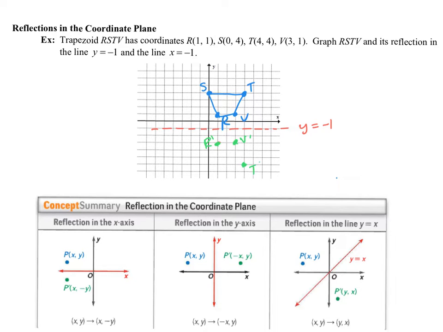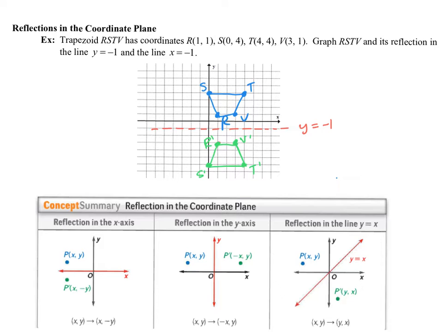Okay, so this is T prime. And then S prime needs to be on the y-axis, and it is also 5 units below the line. So 1, 2, 3, 4, 5. Okay, so there's S prime. Okay, so when you draw the trapezoid, I think you can see the reflection. It looks like we have taken trapezoid RSTV and we flipped it over the line y equals -1.